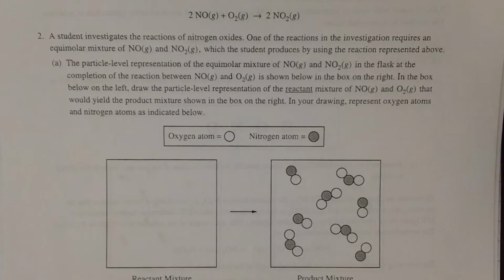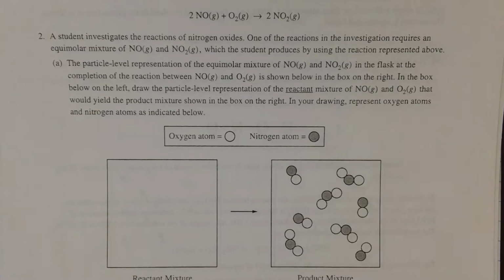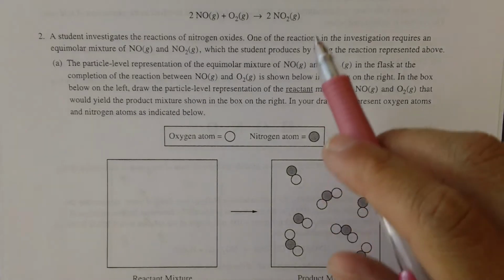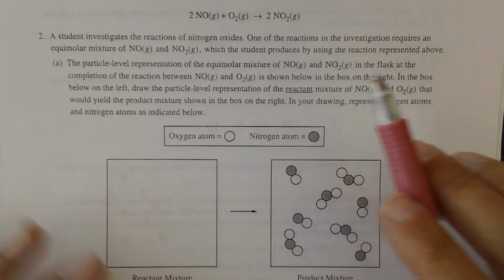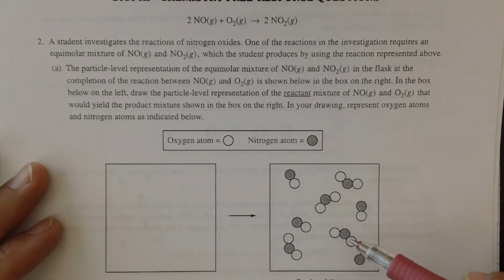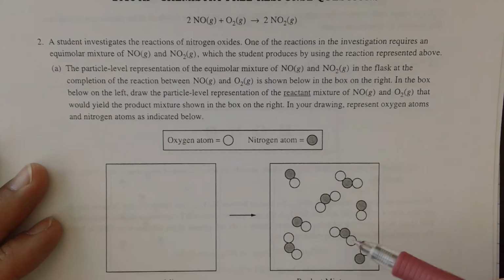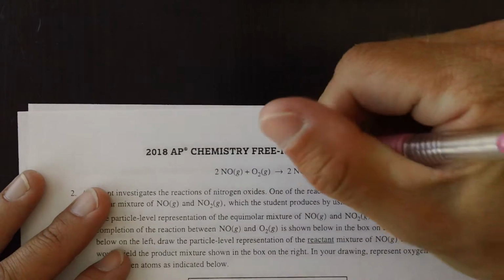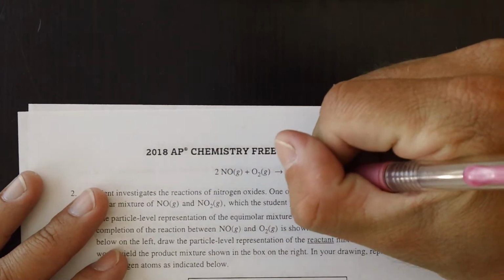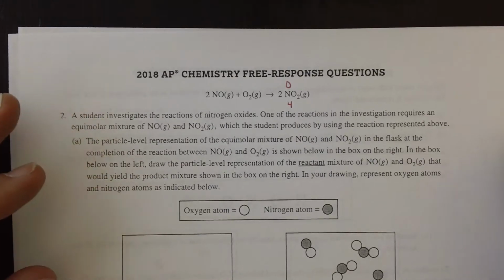In the box below on the left, draw the particle level representation of the reactant mixture of nitrogen monoxide and oxygen. Alright, so the first thing I'm going to do is take the balanced equation here. I'm going to count up how many products I have in the final box. So I've got 1, 2, 3, 4 nitrogen dioxide particles at the end of this. I started with 0. I've got 4 of them at the end.